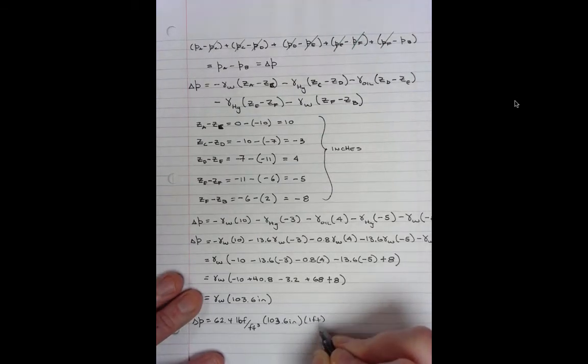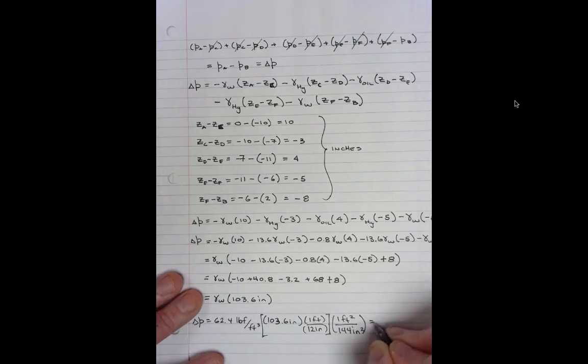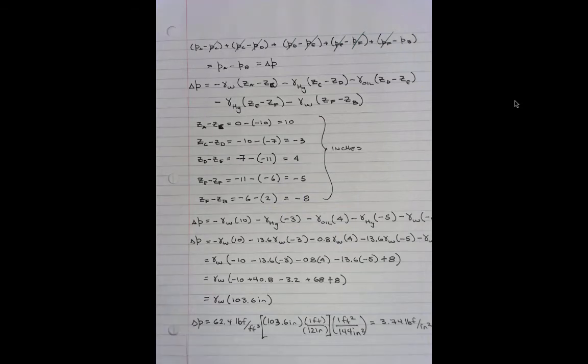1 foot is 12 inches, so that's going to convert this whole term into feet. And 1 foot squared is 144 inches squared. That will convert the result into pounds per square inch, and I've already done the calculation ahead of time. 3.74 pounds per inch squared is the change.